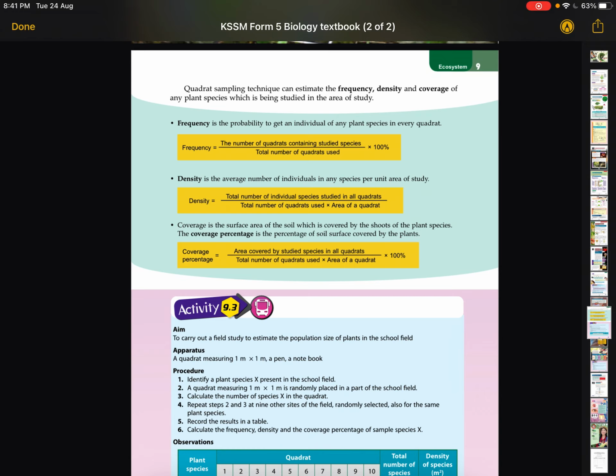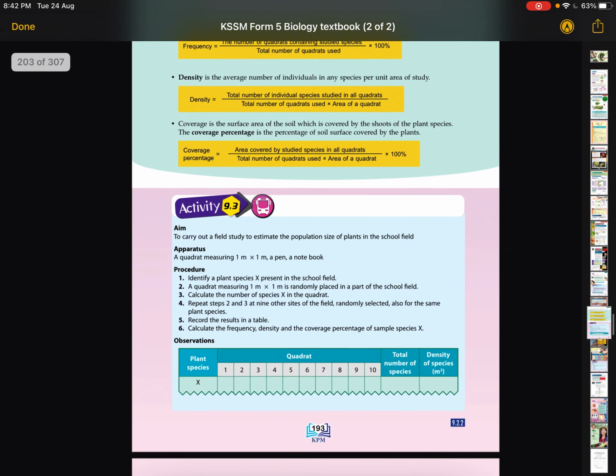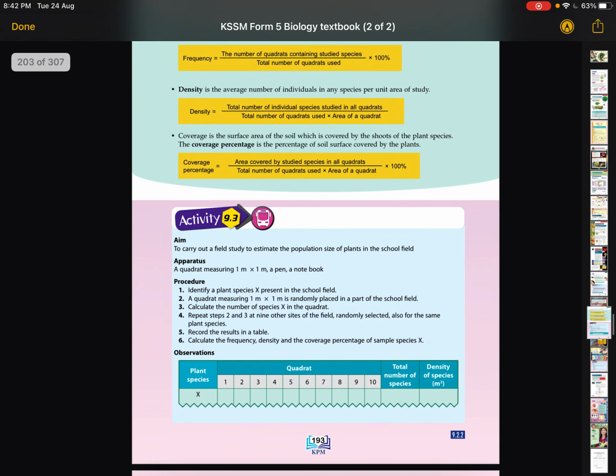Next will be density. Density is the average number of individuals per quadrat, or per unit area. To find the density, you need to find how many individuals there are, divide by how many quadrats you used, times its area, because you want to find per unit area. So number of individuals divided by number of quadrats times area of quadrat.